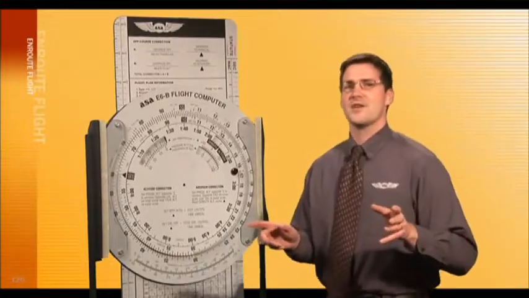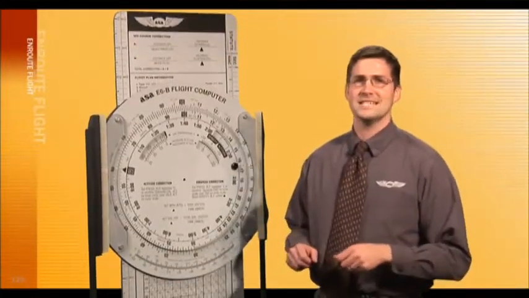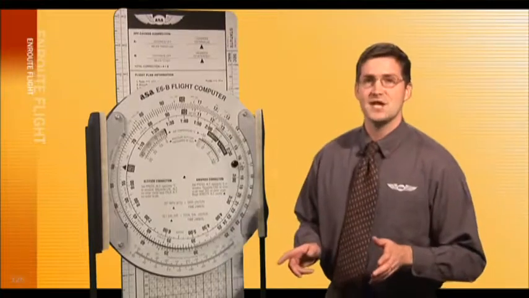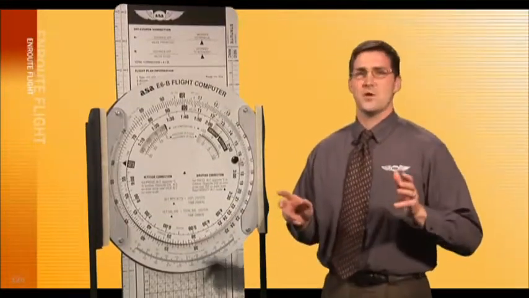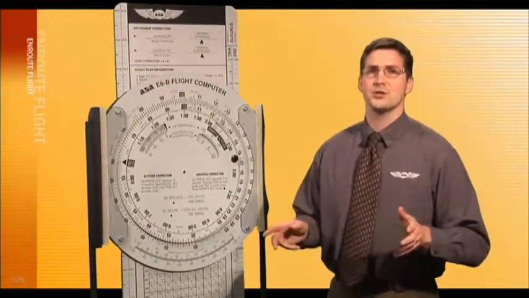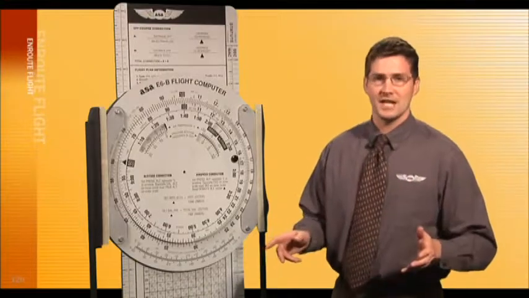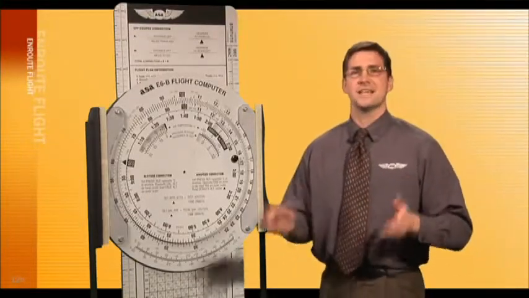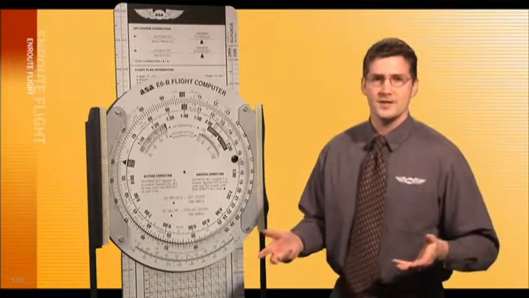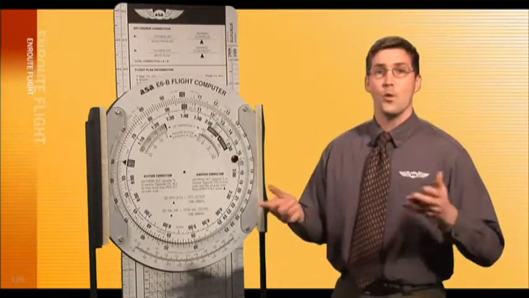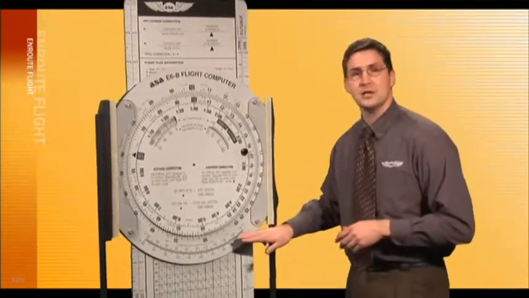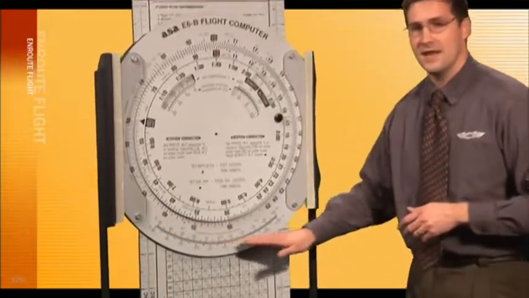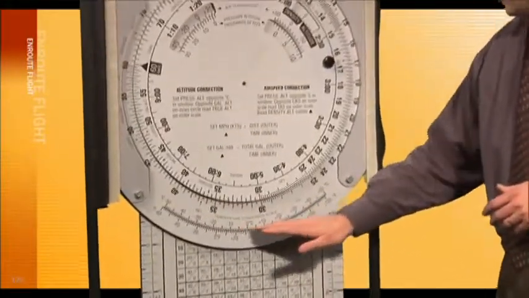Let's take a look at another type of problem that can be solved using the E6B. In this case, it's a temperature conversion. Let's say that we're at an airport and we know that our temperature is given in Fahrenheit, and we'd like to determine what our temperature in Celsius is because all our performance charts in our aircraft are based on Celsius. Well, we're in luck because the E6B includes a temperature conversion scale at the bottom of the calculator.